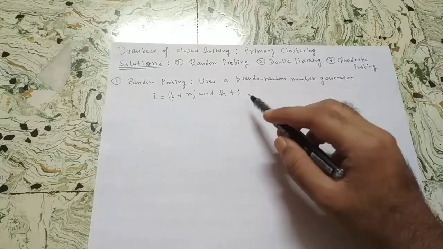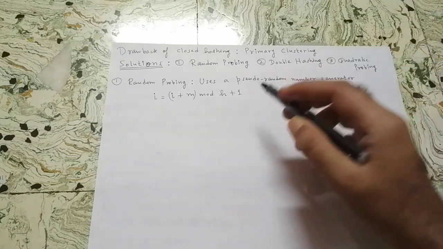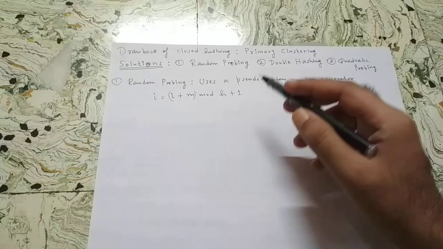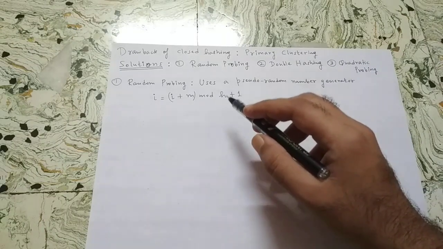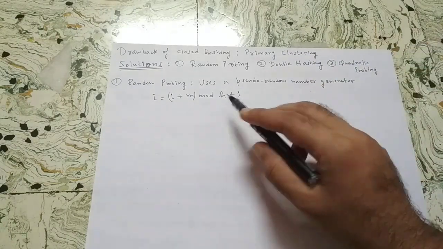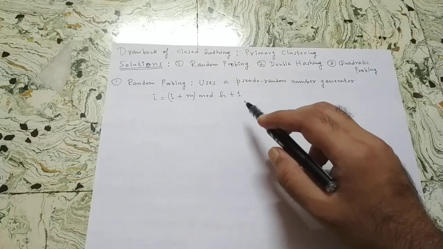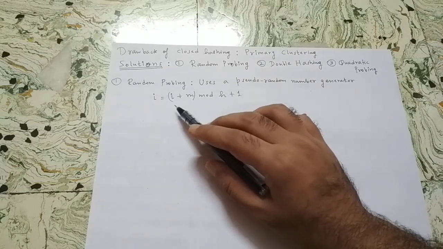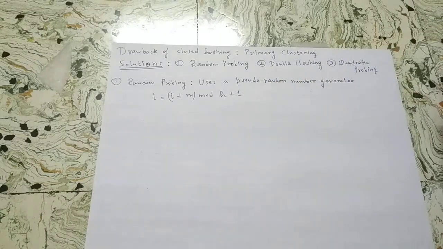Random probing uses a pseudo-random number generator to generate a random sequence of locations rather than an ordered sequence as we saw in the case of linear probing. The random sequence generated by the pseudo-random number generator contains all the positions between 1 and h, where h is assumed to be the highest location of the hash table. An example of the pseudo-random number generator is what you can see here on your screen. This produces a random sequence of locations where i is a number in the sequence, and m and h are integers which are relatively prime to each other.